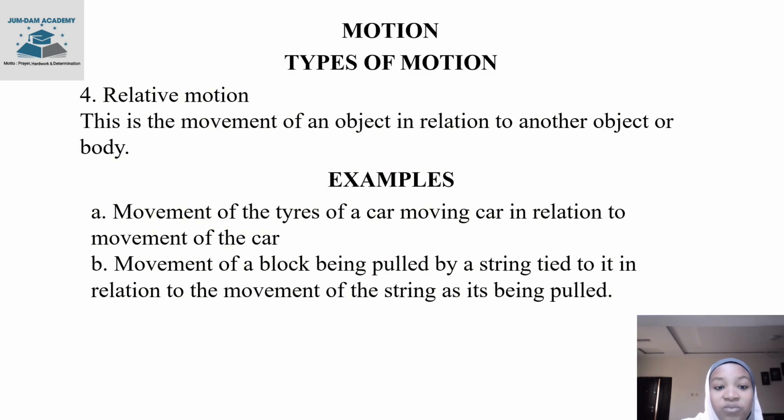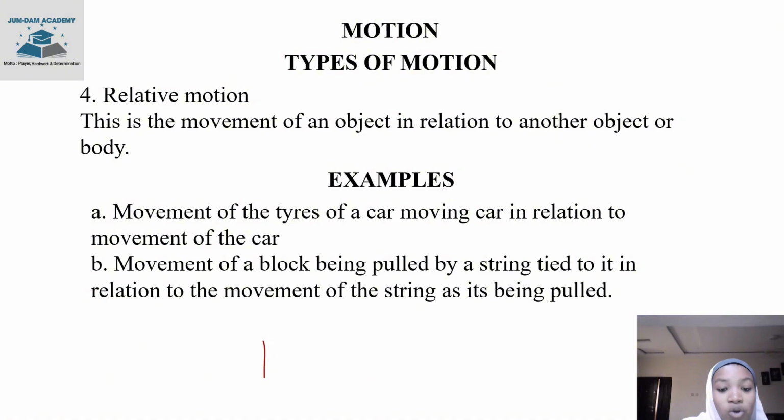Then we have relative motion. That is the movement of an object in relation to another object or body. For example, movement of the tires of a moving car in relation to movement of the car. A car is already moving, but the tire of the car is moving because that car is moving. So if the car stops moving, the tire will also stop moving. That is relative motion. Another example is the movement of a block being pulled by a string tied to it, in relation to the movement of the string as it's being pulled.